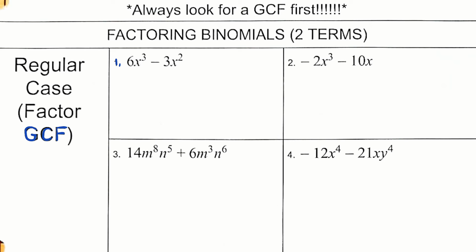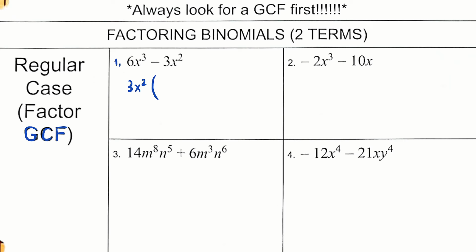So you look at number 1 here, and you look at those two terms, and you think, okay, what comes out of 6 and 3? Well, definitely 3. And of course, the first term has x cubed. Second term has x squared. So the most we can pull out of both is x squared. So my greatest common factor, what I'm pulling out of both terms, and when I say pulling out, I mean dividing it out of both terms, is 3x squared. So that's what we're going to do.